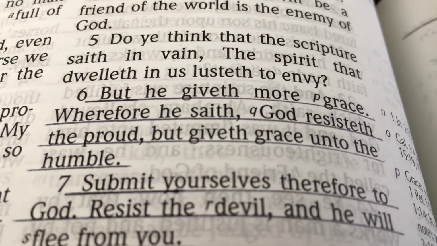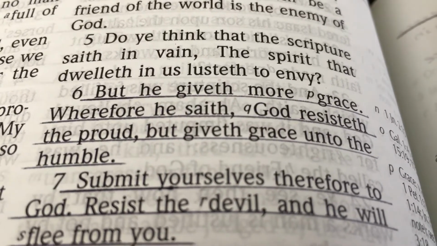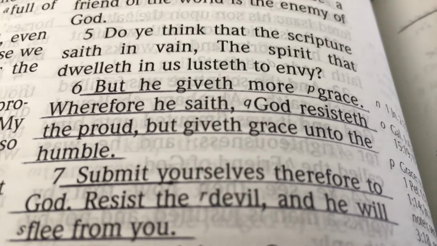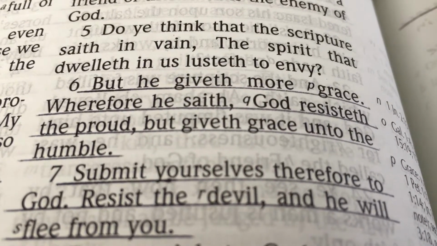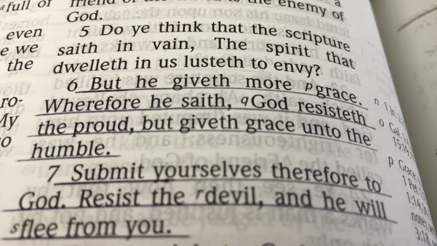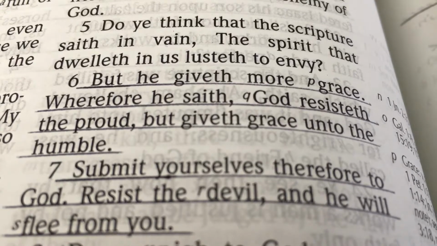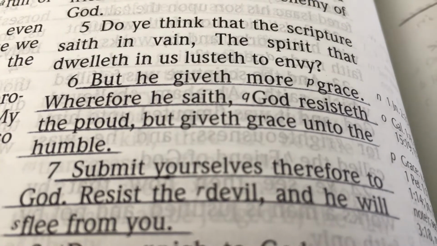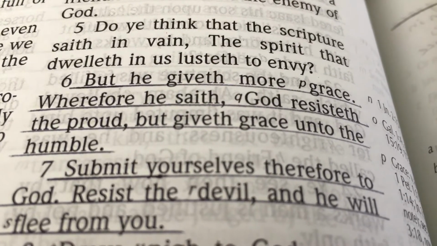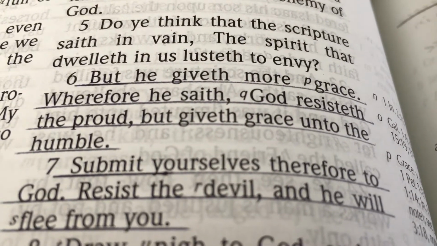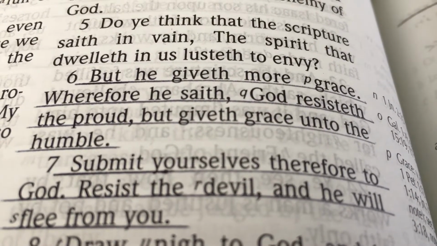So he's talking about somebody. And the "eth" shows you he is talking about somebody. If this verse was singular and they were talking to God, it would say, "but thou givest more grace. Wherefore thou sayest, thou resistest the proud, but givest grace unto the humble." So that would be if he's talking to God, but he's talking about God. Therefore, "but he giveth more grace. Wherefore he saith, God resisteth the proud, but giveth grace unto the humble."